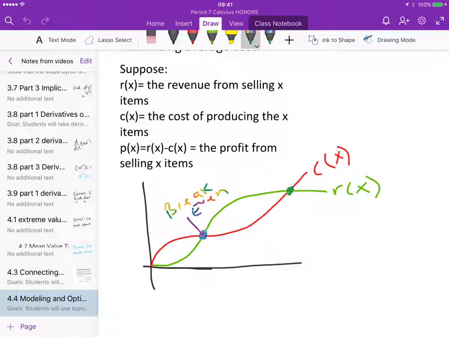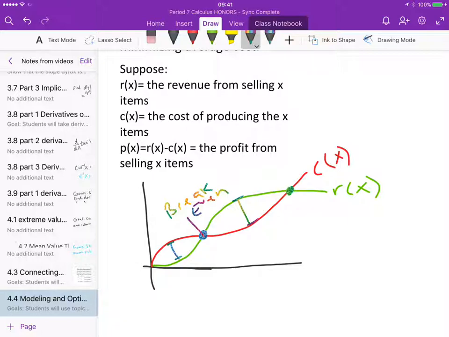So I'm going to use two spots on the graph to show the distance right here and the distance between here. Think about it for a second. Does the bigger distance between the green and the red graphs, the cost versus revenue graphs, show more profit or less profit? Hopefully you can see that the bigger distance shows more profit, because if your cost is less than your revenue, then you are maximizing profit.